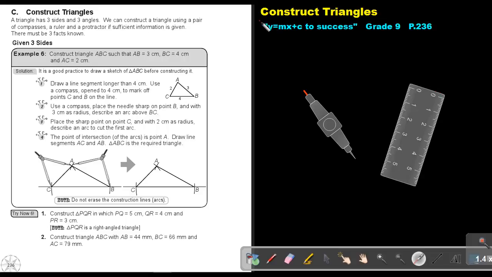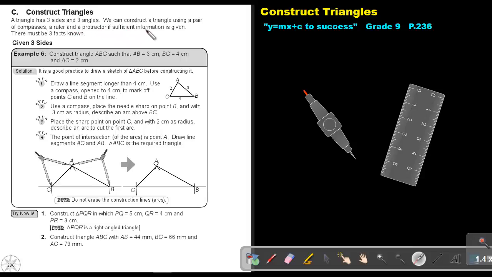Part 6. Construct triangles. You will find this on page 236 in the Namibian Mathematics Grade 9 textbook, Y equals mx plus c to success. Construct triangles. A triangle has 3 sides and 3 angles. We can construct a triangle using a pair of compasses, a ruler and a protractor.